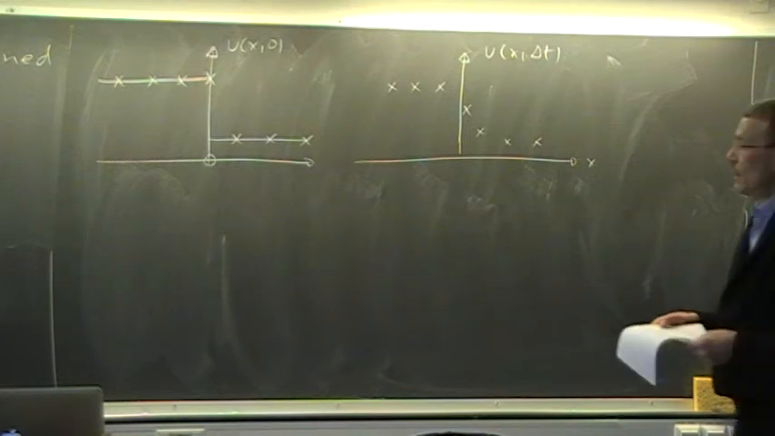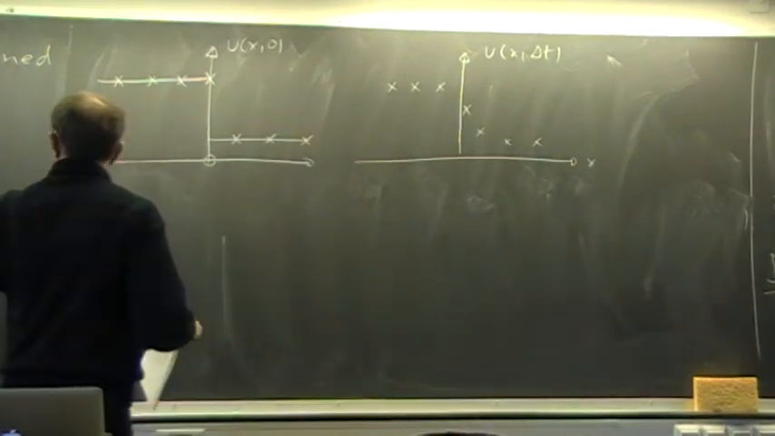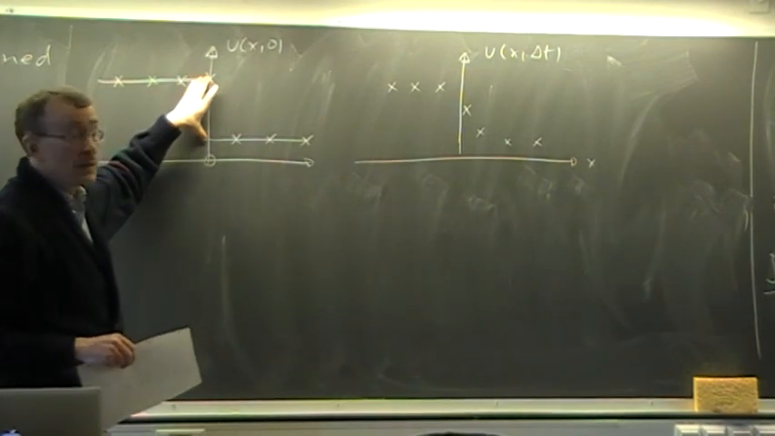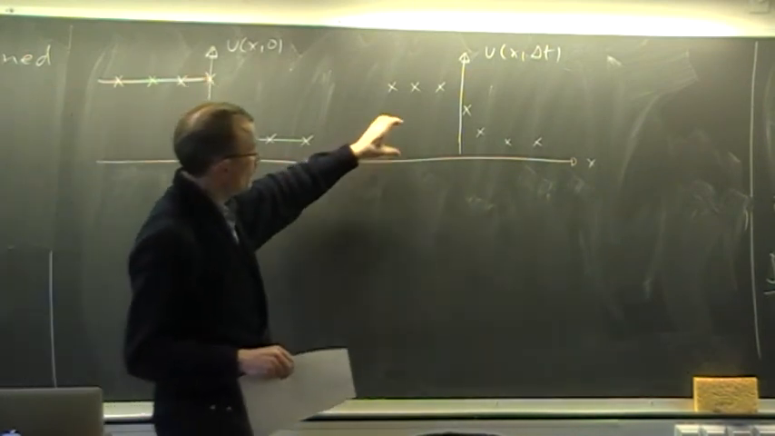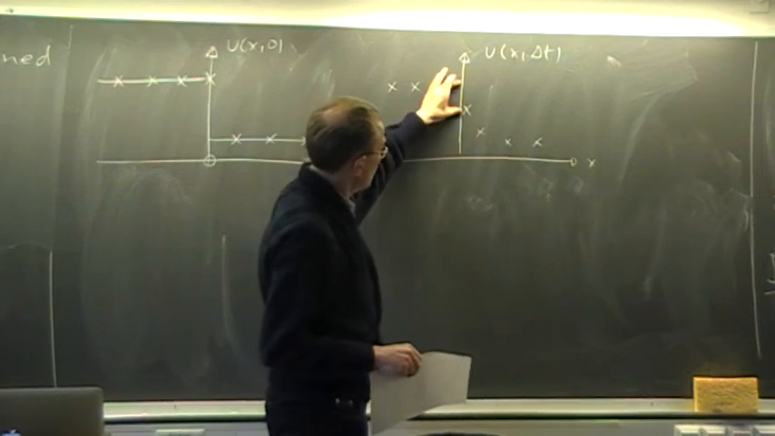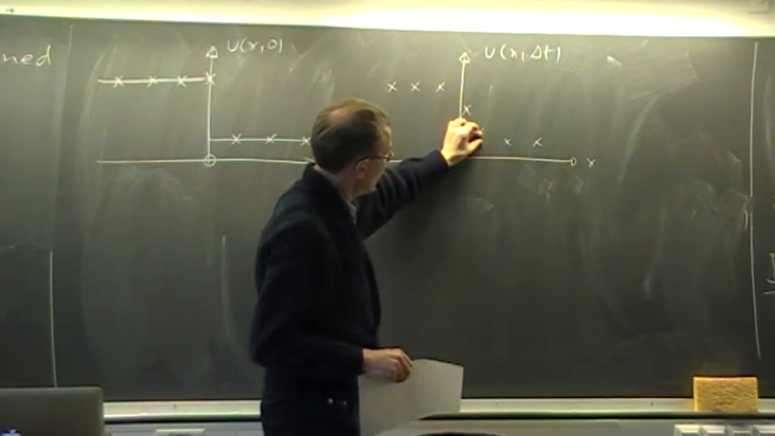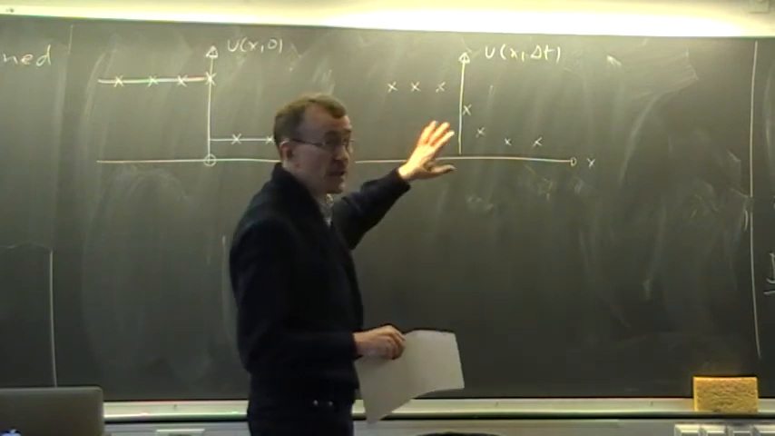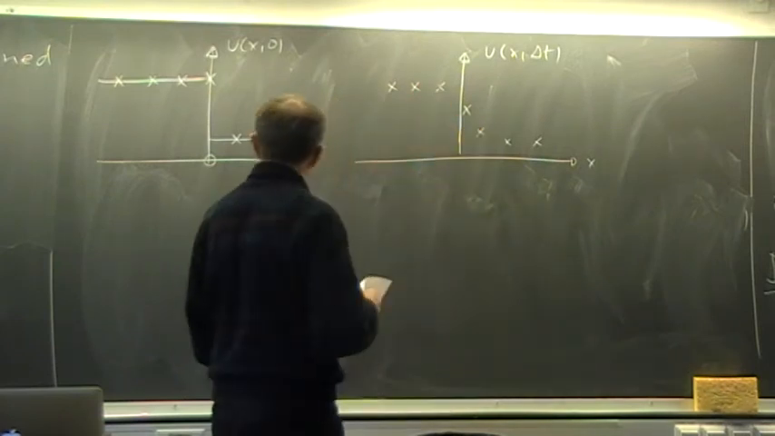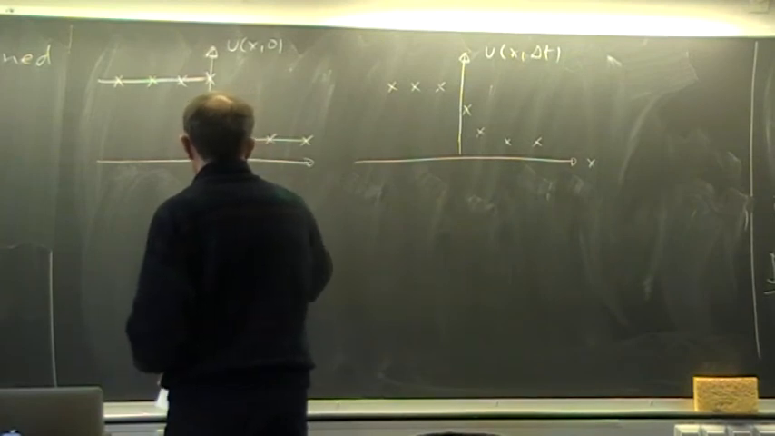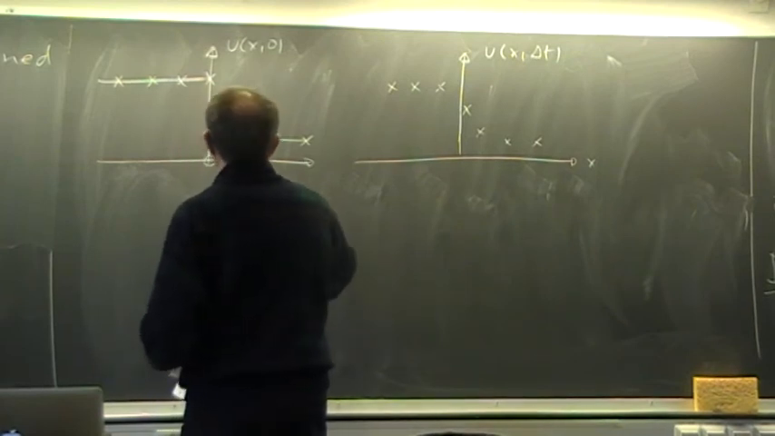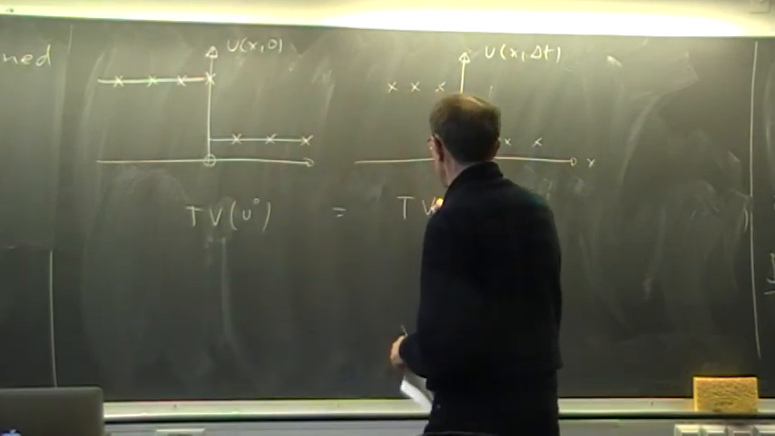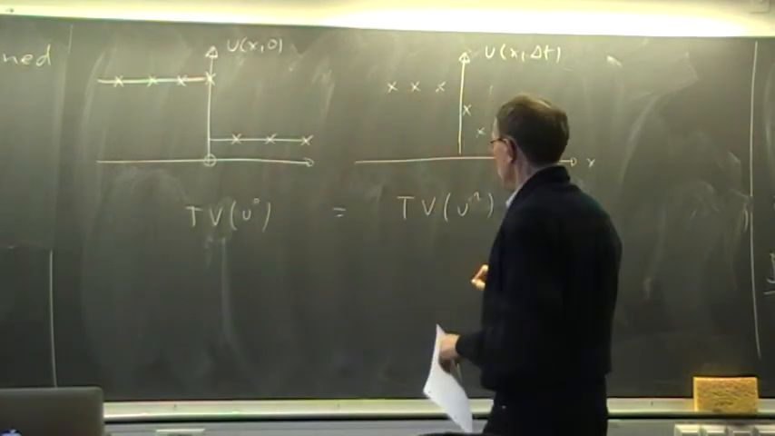I'm exaggerating here a little bit, but the point is that the difference from one point to the other, if we sum that up, is only this difference here. Here this difference is the same, because this distance and this distance and this distance together is the same as this. So here the total variation is staying the same. The total variation of u0 would in that case be the same as the total variation of u1.